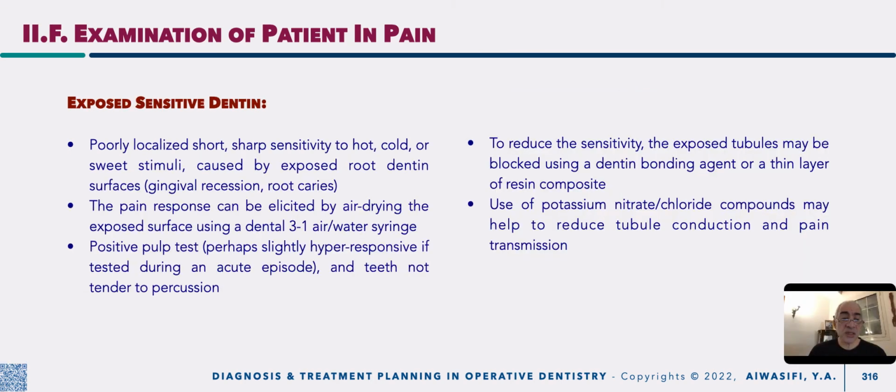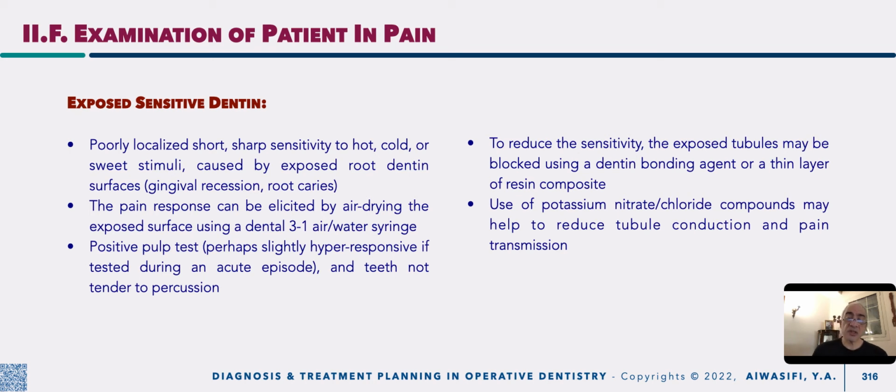Then coming to exposed sensitive dentine. Exposed sensitive dentine shows poorly localized, short, sharp sensitivity to hot, cold, or sometimes sweet stimuli, caused by exposed root dentine surface, gingival recession, or root caries. Clinically, you may note that the patient has a gingival recession, exposed root, or cervical caries, root caries. The pain can be elicited by air drying of the exposed surface using the triple way air water spray. The pulp shows positive sensibility, sometimes a little bit hyper responsive, and the tooth is not tender to percussion.